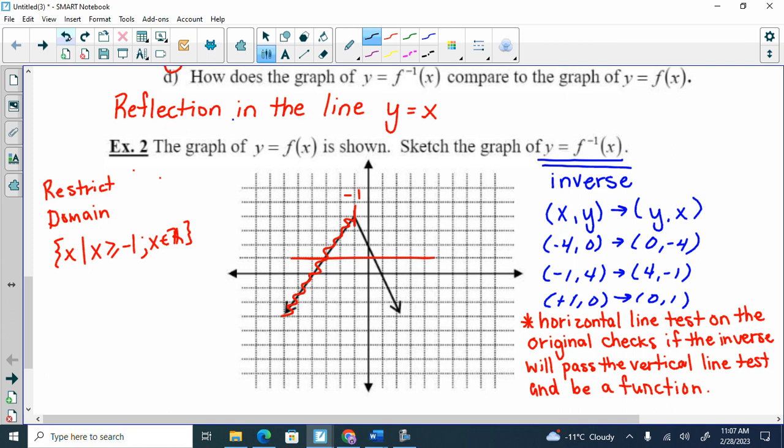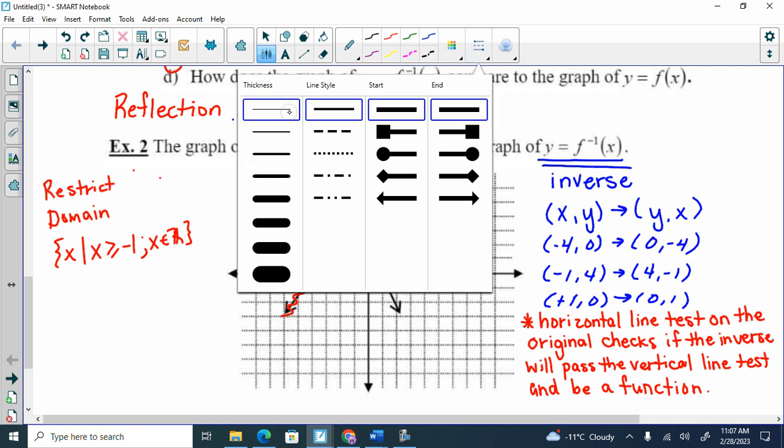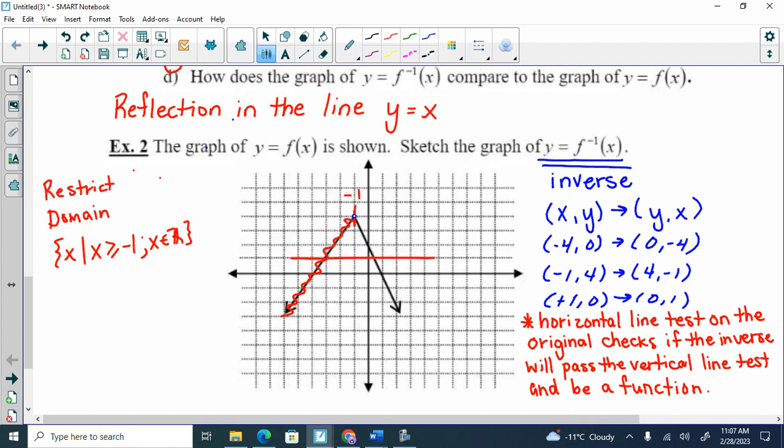Okay? This is the arm I have left. I take these coordinates and I flip them and redraw it. This one's at -1 and 4, so I go to 4 and -1. Boom, here it is. This one is at 0, 2. I go to 2, 0. Boom, here it is. This one's at 1, 0. I go to 0, 1. Boom, here it is. There's my inverse.